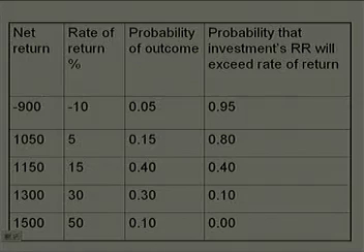So what we are interested in finding is the probability that the investment's rate of return will exceed the given rate of return. So if you see the second row, last column, a value of 0.95 is shown. That means there is a 0.95 probability that you will get a return of more than minus 10%.